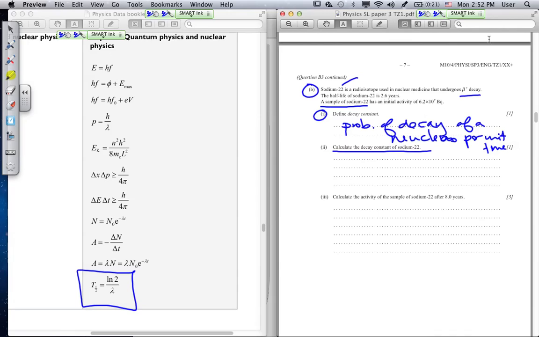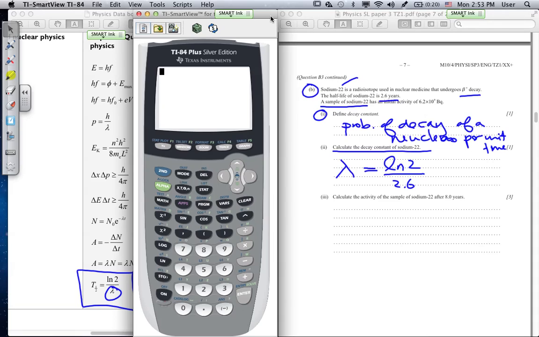Your decay constant, this is the symbol used, the lambda. So if we want to work out the decay constant, we have the half-life. We are given the half-life is 2.6 years. So it's going to equal the natural log of 2 divided by 2.6. So we can put that into our calculators. So it's ln of 2 divided by 2.6. And we get our value here.